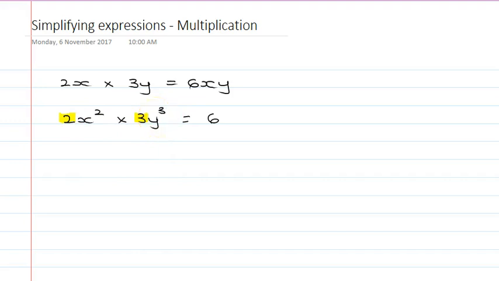Now, it's sometimes useful to look at what each of these looks like expanded out. So I'm actually going to write it out in expanded form. So x squared is x times x. And then y cubed is y times y times y. So altogether, this makes x squared, and this makes y cubed. And obviously we're going to do this without the times sign. So we end up with 6x squared y cubed altogether.